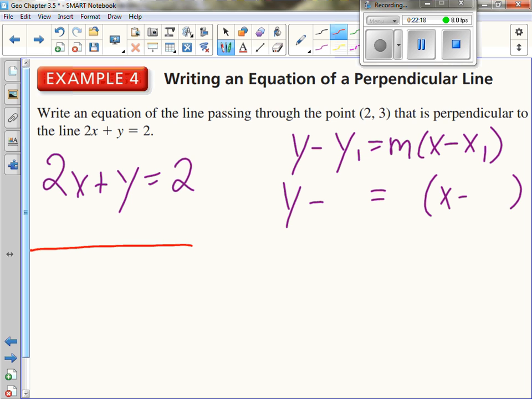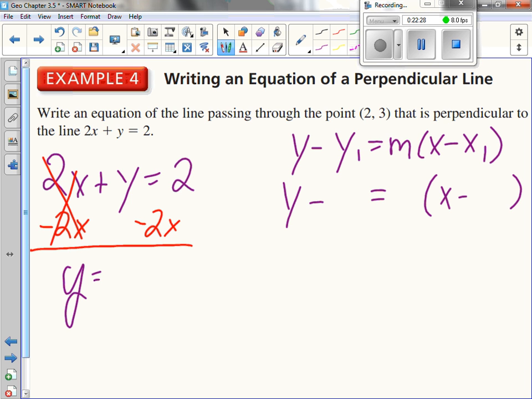We need to do what? We need to subtract 2x from both sides. The 2x minus 2x will cancel, and that gives us y equals negative 2x plus 2. And really what we're wanting is the negative 2, because that's our slope, yes? So this line, is it parallel or perpendicular?